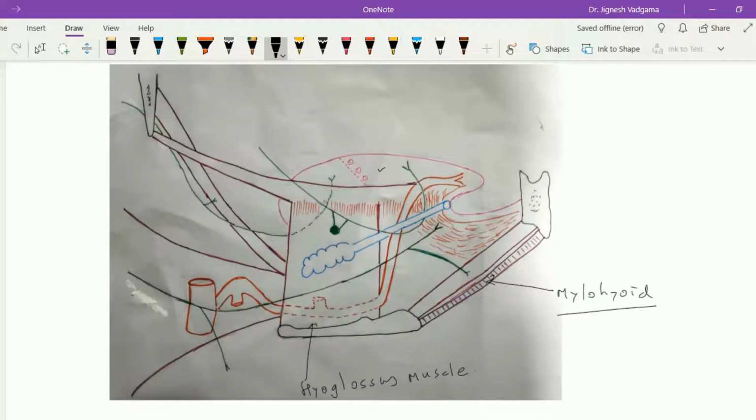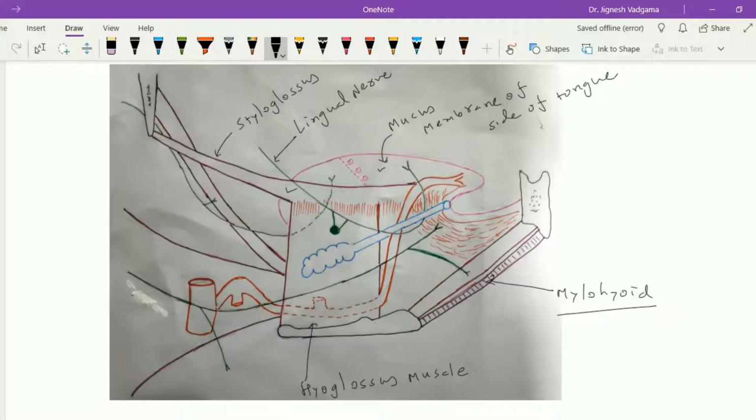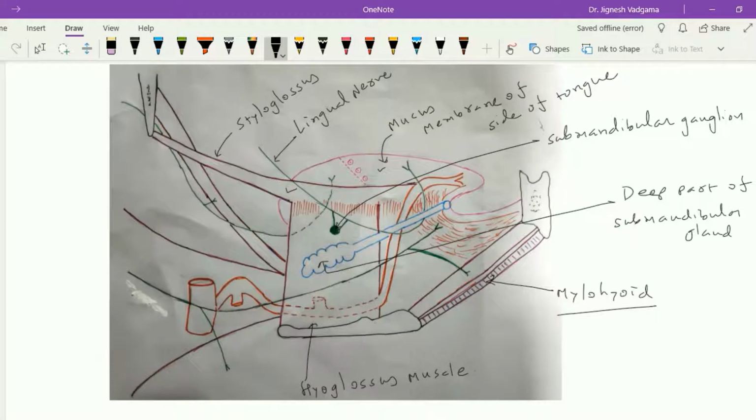styloglossus muscle, lingual nerve. So this nerve is a lingual nerve, submandibular ganglion, which is attached with two roots to the lingual nerve. Then the deep part of the submandibular gland along with its duct, the hypoglossal nerve, and the suprahyoid part of the lingual artery, which is present here.